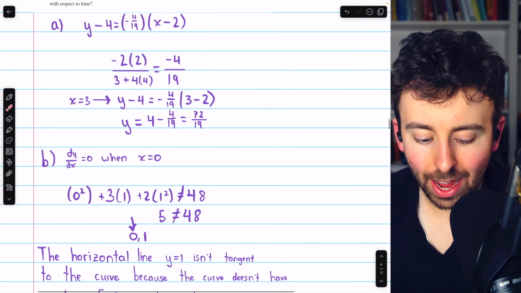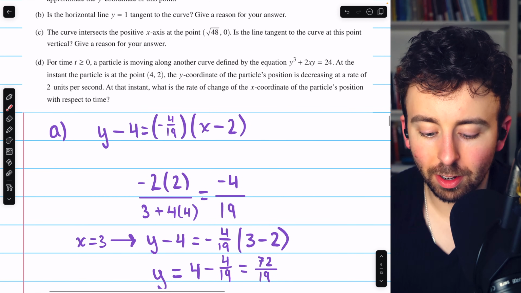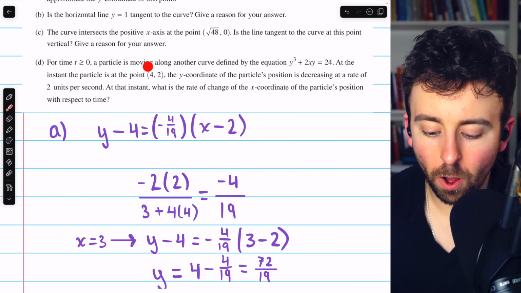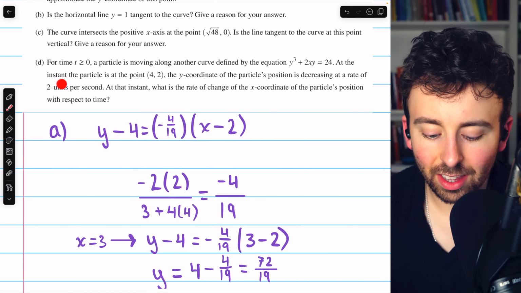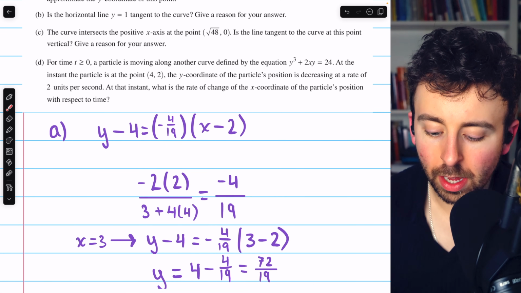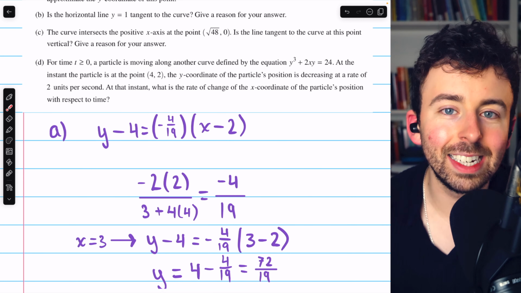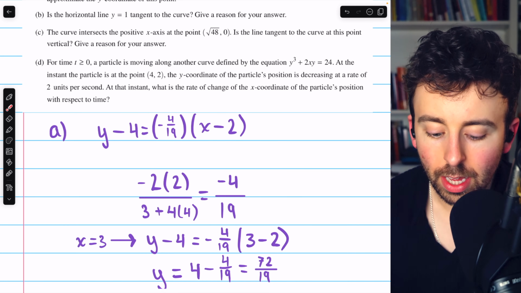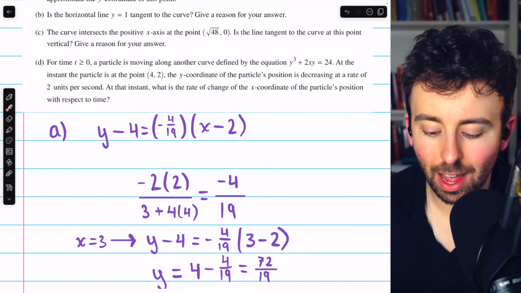All right, let's go ahead and finish with part D. For time t greater than or equal to 0, a particle is moving along another curve defined by this equation. At the instant the particle is at the point 4, 2, the y-coordinate of the particle's position is decreasing at a rate of 2 units per second. So we might say that dy/dt equals -2. At that instant, what is the rate of change of the x-coordinate of the particle's position with respect to time?